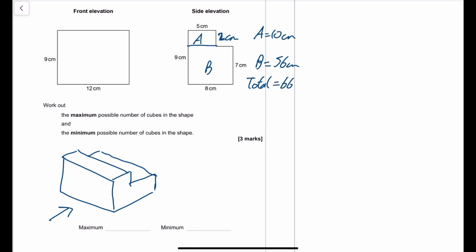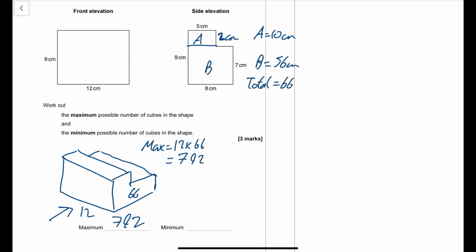So it's the number of cubes, so we're looking for the volume. And this length then is, yep, that is 9 by 12. Sorry, that doesn't matter. So this length here would be 12 then. So we've got that whole area is 66. So 66 times 12. So the maximum is 12 times 66, which is 792.